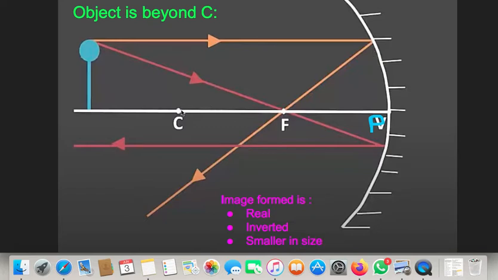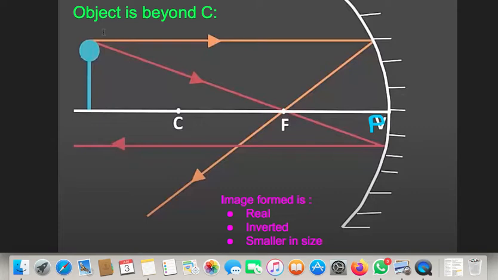What is C, center of curvature? If I draw this imaginary complete sphere, of which the spherical mirror is a part, then the center of that sphere is called the center of curvature. Half of that is the principal focus. So focal length is half of that, and that is the point where the principal focus, the focal point, is located.